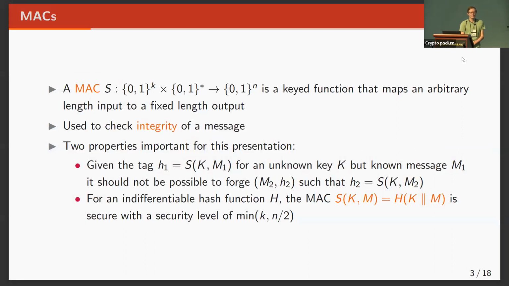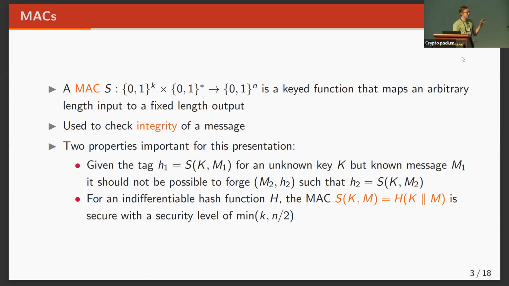And the second property is that if you have an indifferentiable hash function H, then the MAC function that simply passes the key and the message to the hash function should be a secure MAC. And there are two possible attacks. The first is exhaustive key search, which gives a security level of k. And the second one is that you could also find a collision. So that's where we get the n/2.